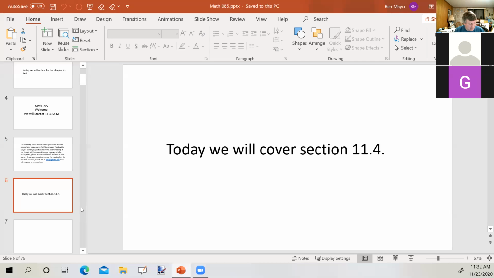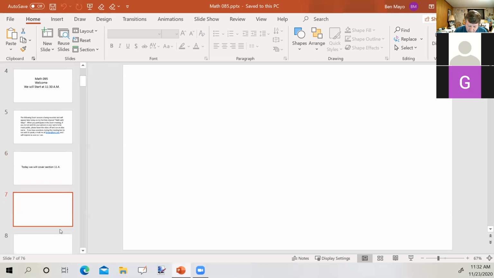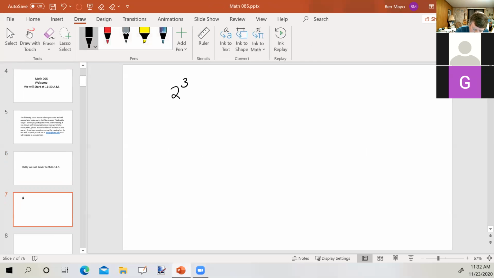Well, then we'll go on to section 11.4. And I want to introduce that by giving you the following situation. 2 cubed equals 8. 2 to the 4th power equals 16. 2 to what power equals, shall we say, 11? What can you tell me about x?